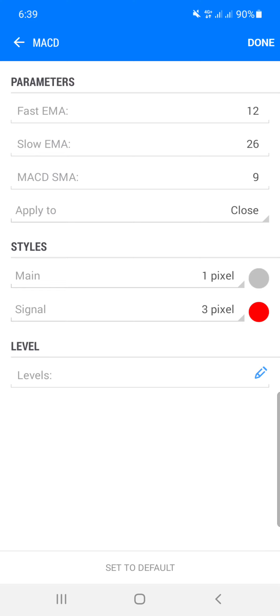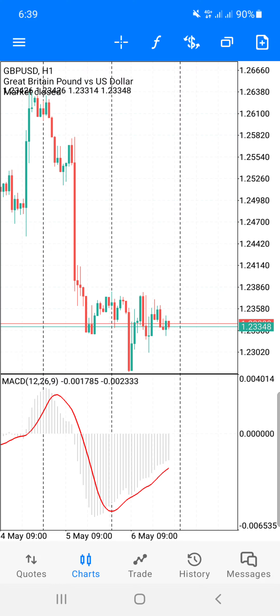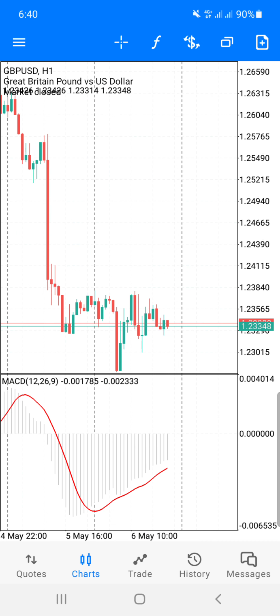Now if you check this, I remember I talked about three periods. I talked about the fast moving average, the slow moving average, and the MACD SMA. But now this is at the default settings. These are the settings that come as a default with MACD, but we are going to change them. If you click on done now, you notice this. This is what you have.